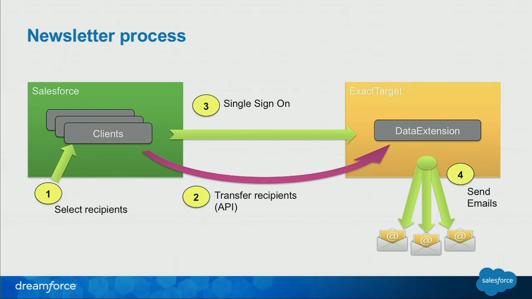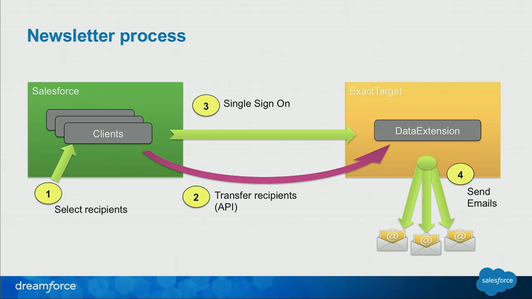So let me show you the process of the newsletter. This is how a user sends out newsletters. In Salesforce, he first selects the recipients who are going to receive the newsletter. Then the second step is that these recipients are transferred into ExactTarget, into data extensions, automatically through the API. So the user is not doing that, he just clicks on save and the API transfers them. We store them in so-called data extensions, and data extensions in ExactTarget are like flexible data tables.